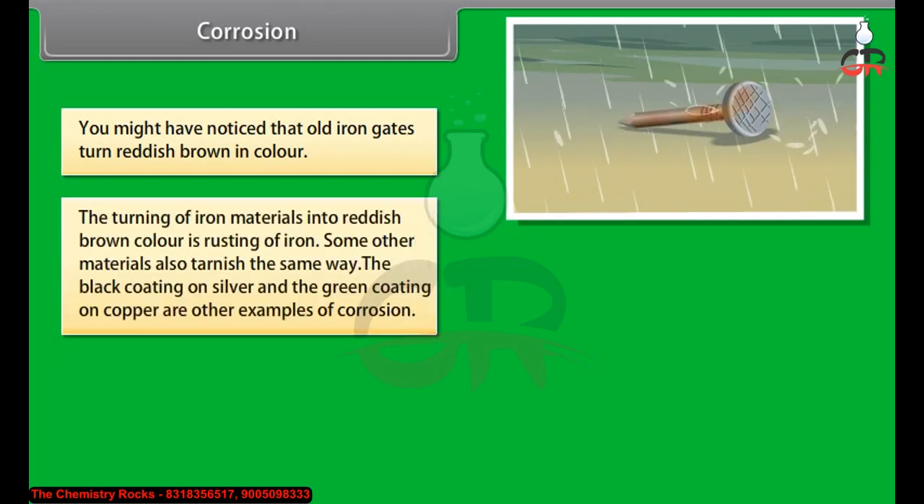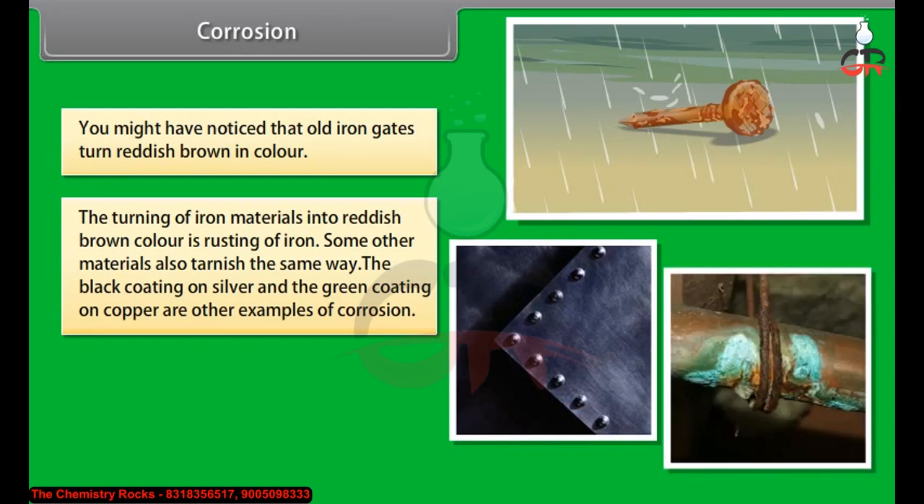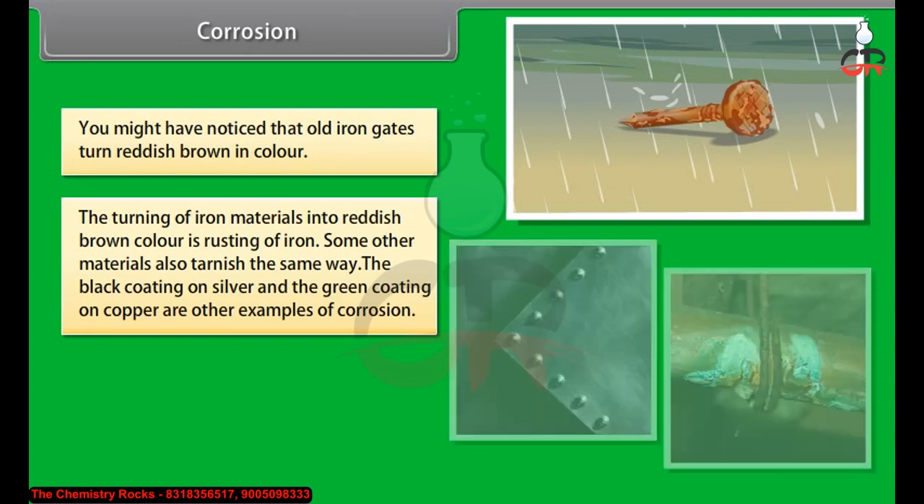Corrosion. You might have noticed that old iron gates turn reddish-brown in color. The turning of iron materials into reddish-brown color is rusting of iron. Some other materials also tarnish the same way. The black coating on silver and the green coating on copper are other examples of corrosion.